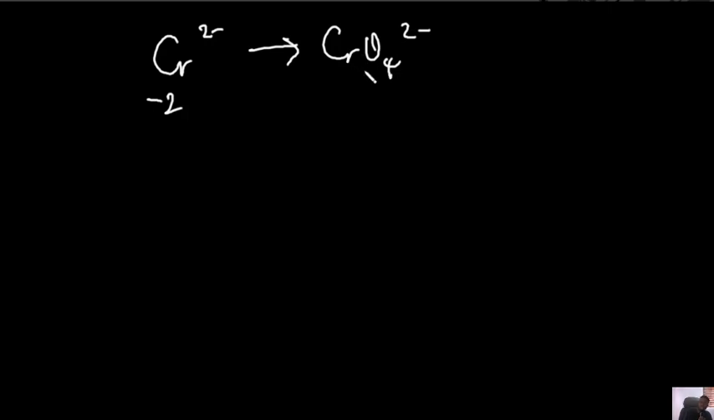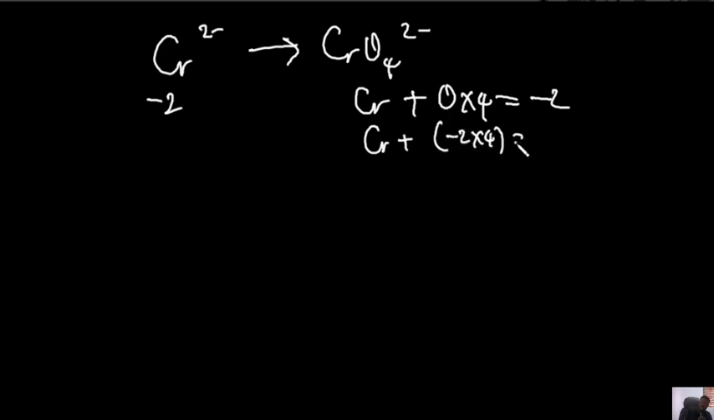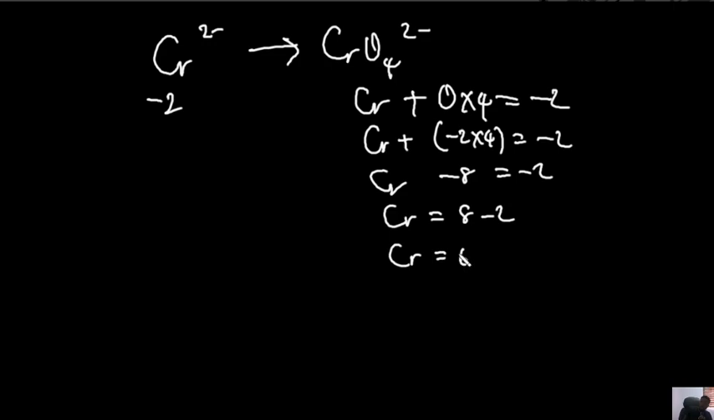The oxidation number here is going to be Cr plus O times 4 equals -2. Now, having said that, the implication is that we would apply normal algebra. Cr plus oxygen is always -2 times 4, and that's going to be -2. So Cr minus 8 equals -2. Therefore, Cr is going to be equals 8 minus 2, and Cr is equals 6. So here we have that the oxidation number of chromium is +6.